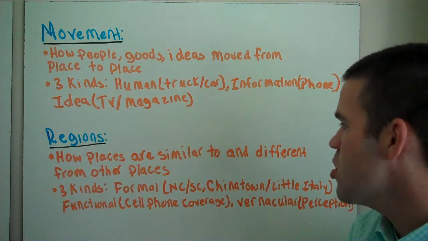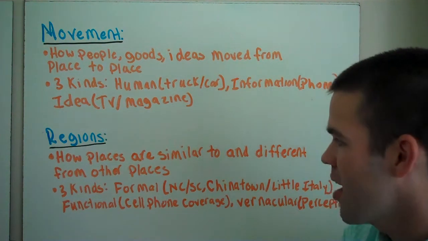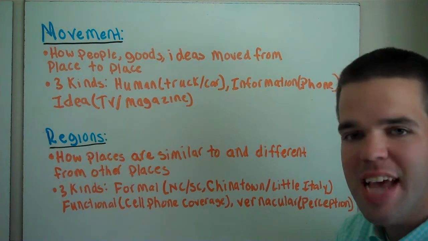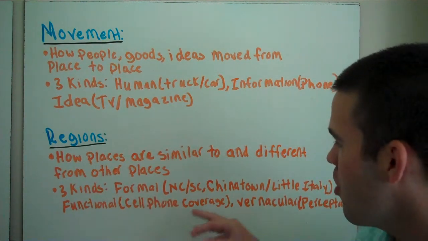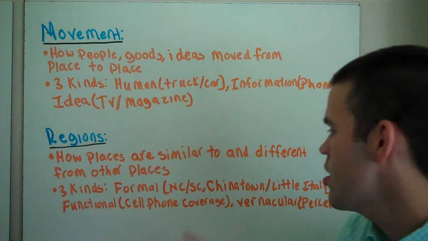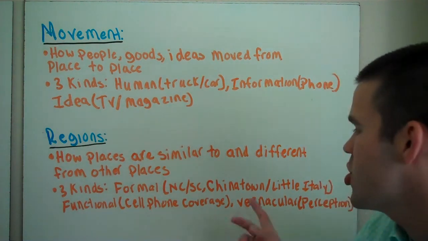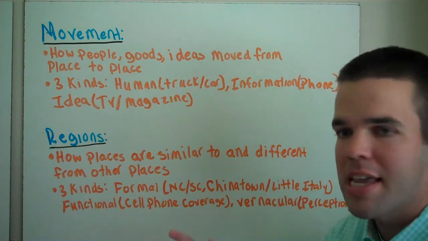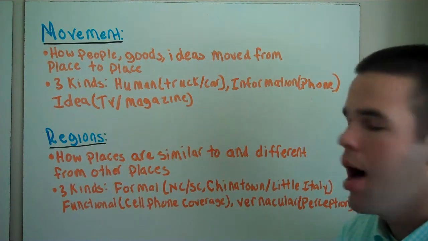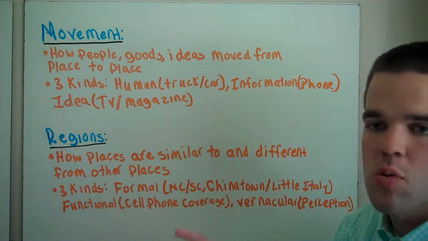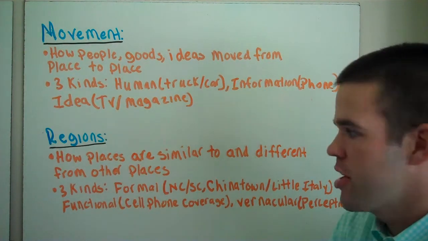The second theme of geography is regions. How places are similar to and different from other places. There's 3 types like movement. There is formal, which has to do with boundaries. North Carolina, South Carolina boundary, North Carolina, Virginia boundary, Chinatown and Little Italy boundary in New York. It all has to do with set in stone boundaries.